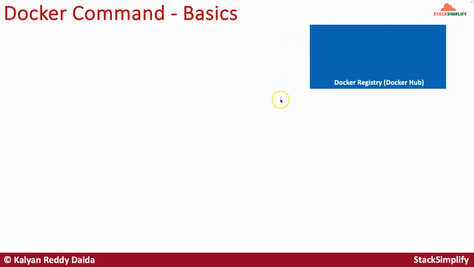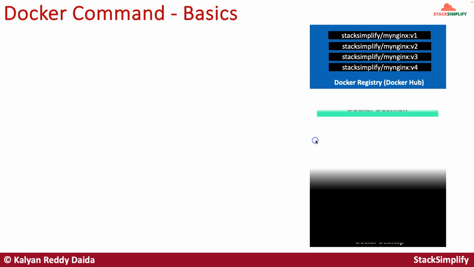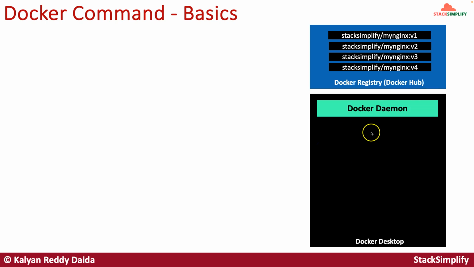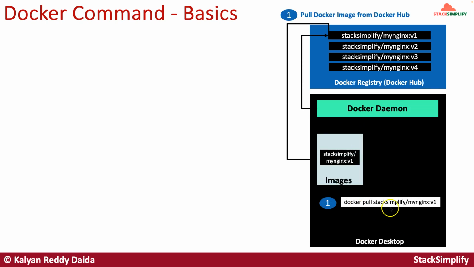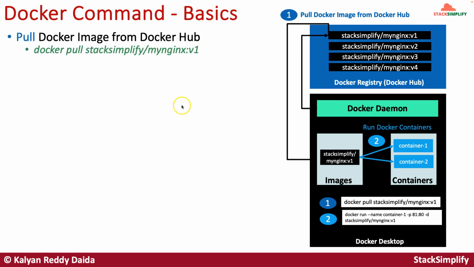So we have a Docker Hub or a Docker registry, and there we have the Docker image my Nginx, and we have v1, v2 and v3 and then v4 version of this Nginx image. And what we are going to do from our local Docker desktop is we are going to pull that Docker image to our local desktop, and once we pull it, we are going to run that Docker image to create containers. So the following commands we are going to learn as part of this demo.